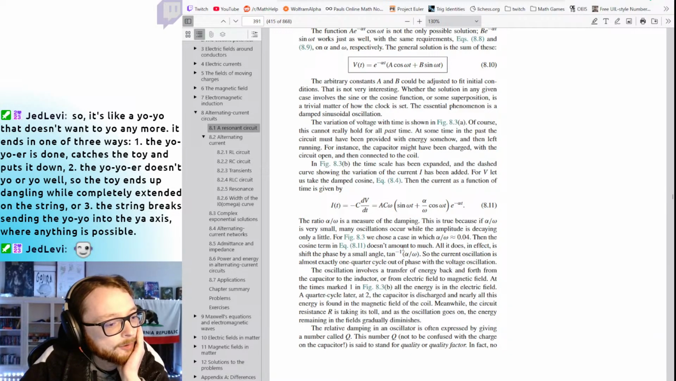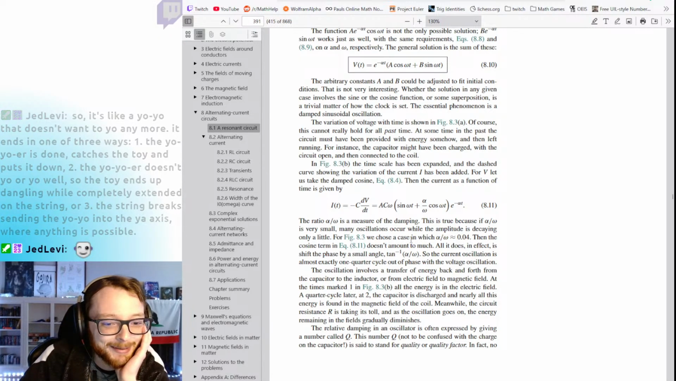It's like a yo-yo doesn't want a yo-yo anymore. It ends one of 3 ways. The yo-yo-er is done, catches the toy and puts it down. The yo-yo-er doesn't yo or yo well, so the toy ends up dangling completely extended on the string. Or 3, the string breaks, sending the yo-yo onto the yaw axis where anything is possible. Oh my god.